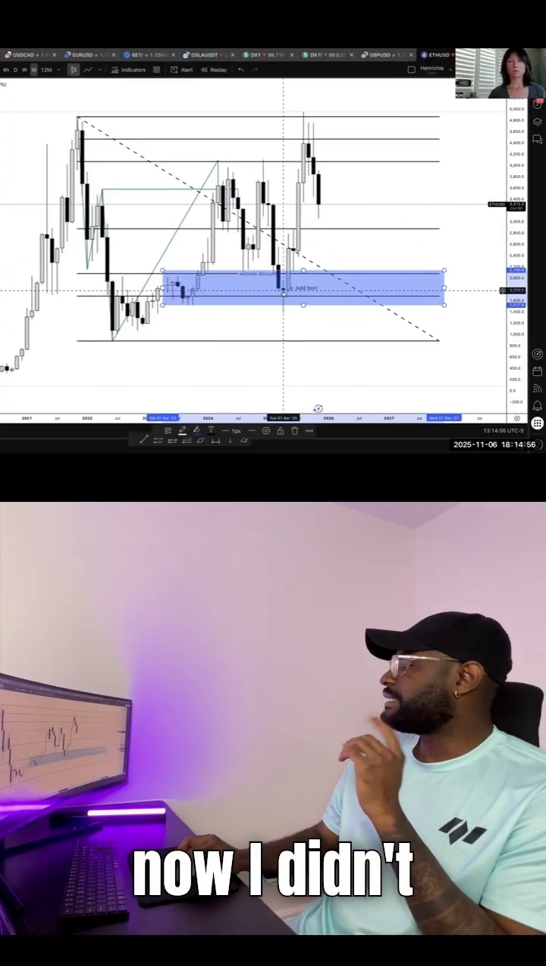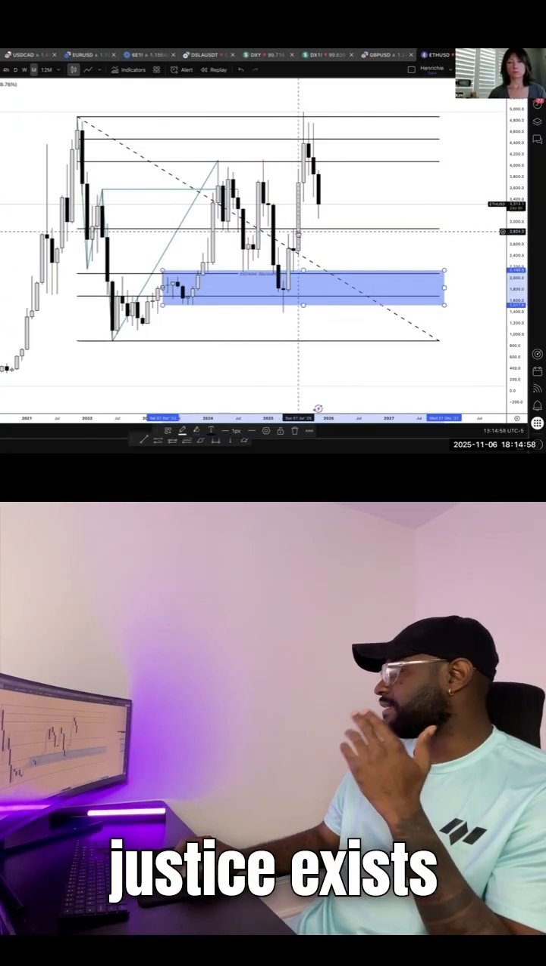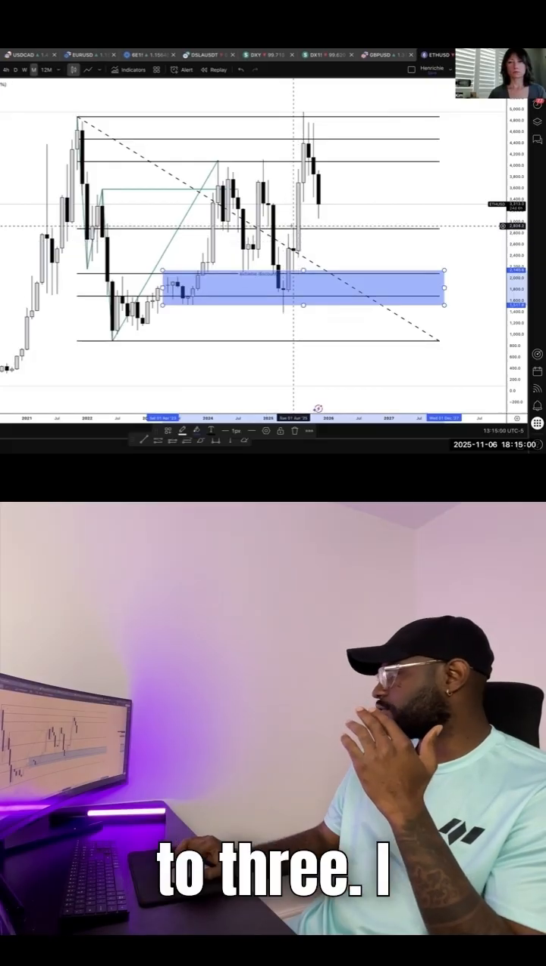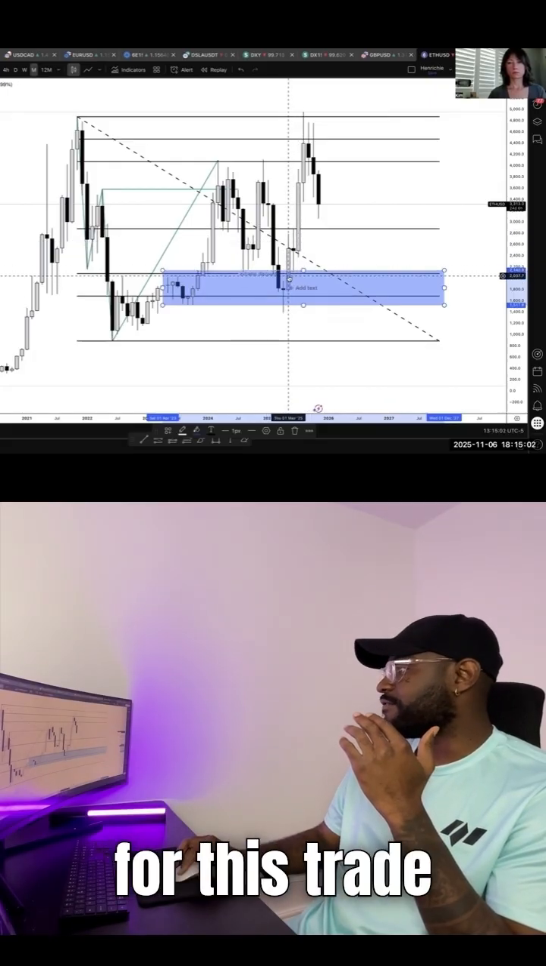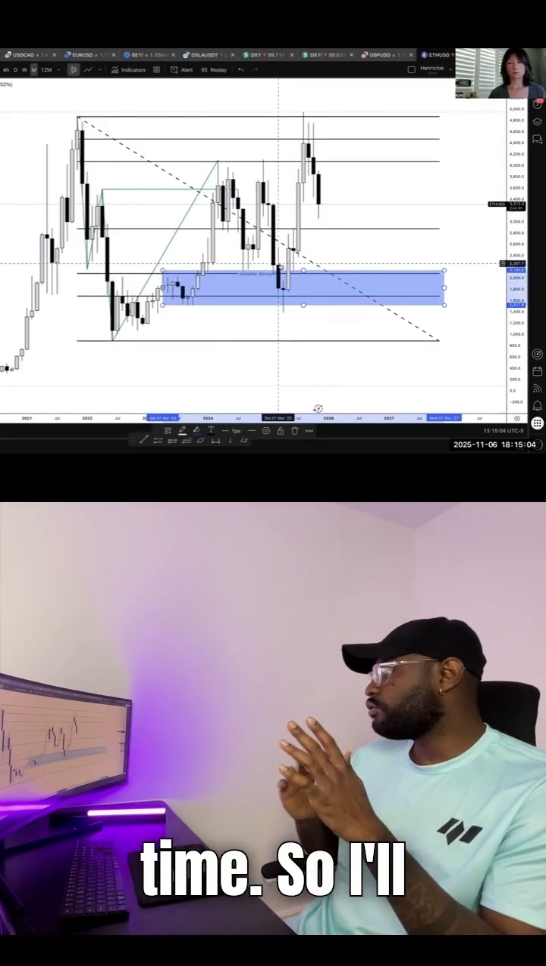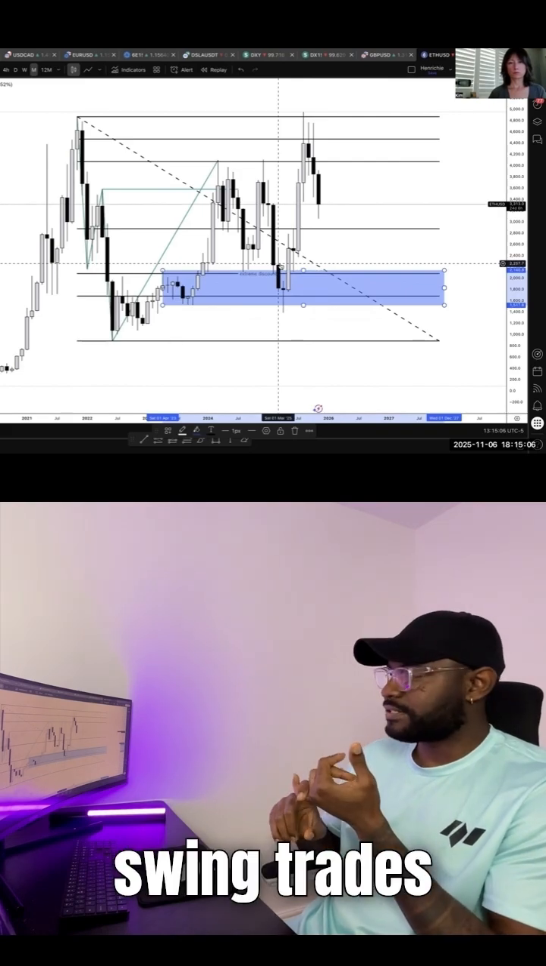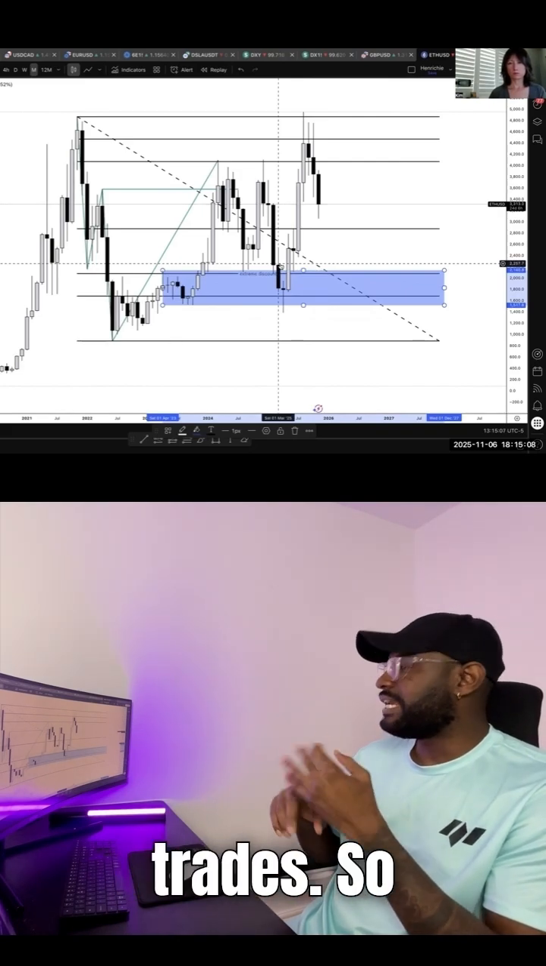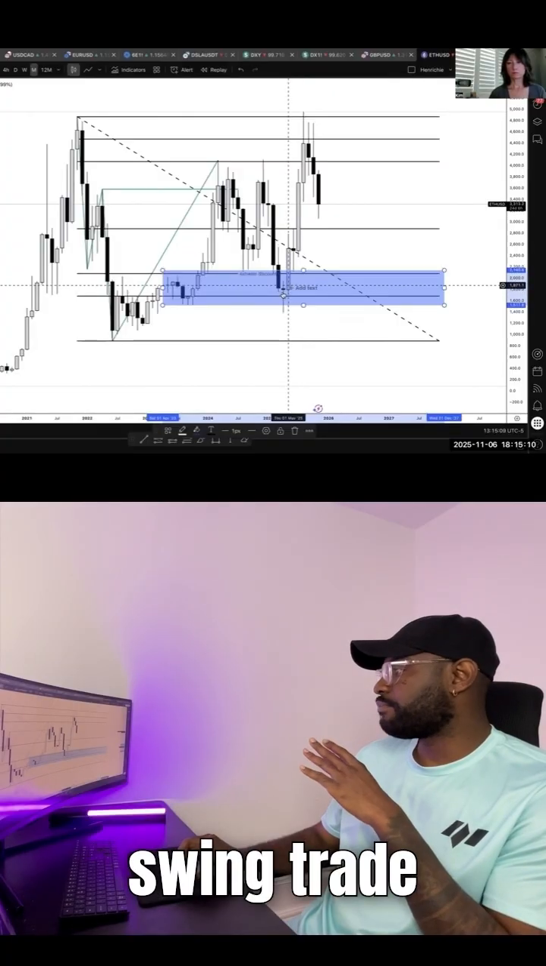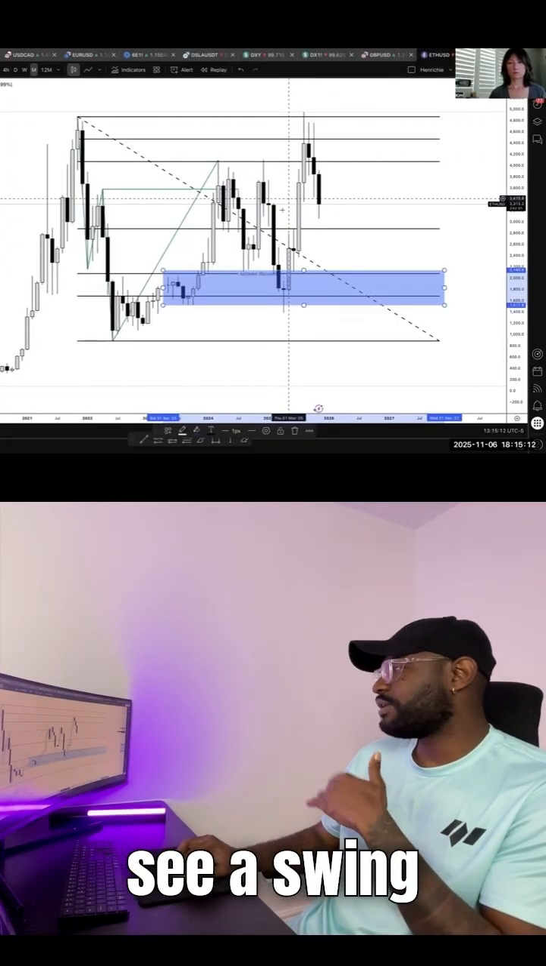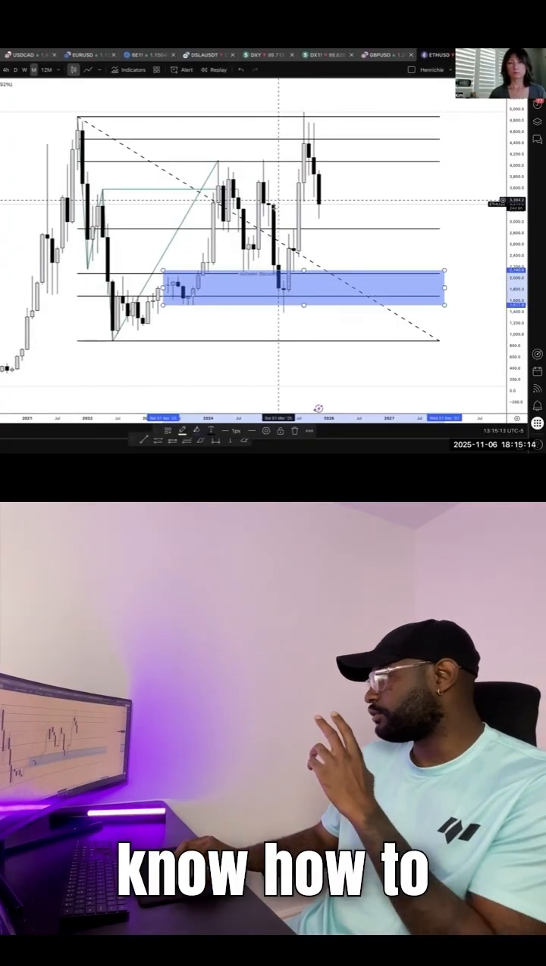right? Now, I didn't want to buy this and just exit at a 1:2, 1:3. I had to wait for this trade for a very long time. So I'll show you examples on swing trades and then on intraday trades. So this is an example of a swing trade opportunity. So when you see a swing trade, you can know how to approach it.